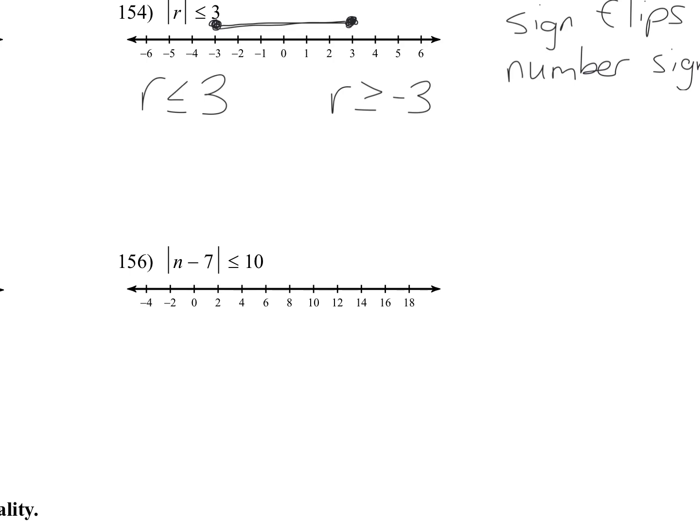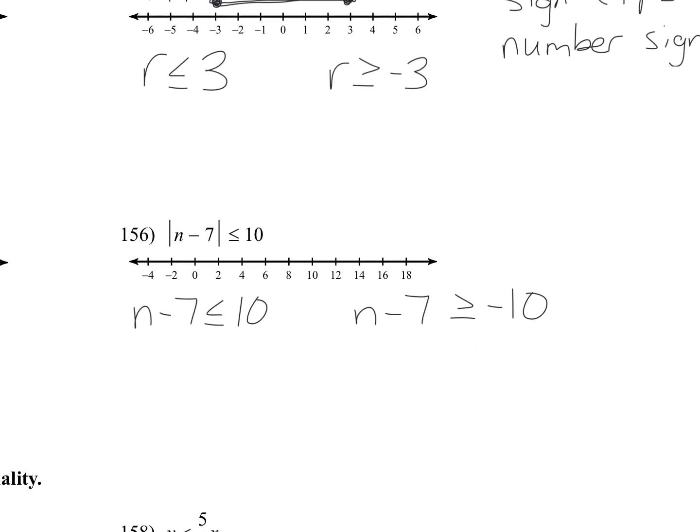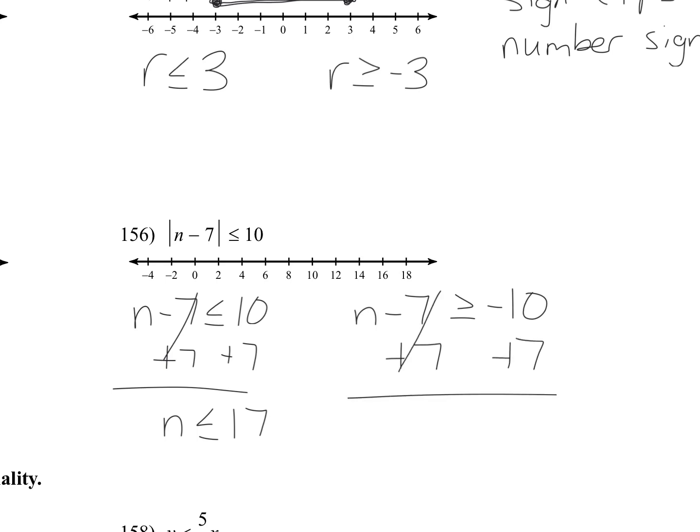156. What's my first case going to be? N minus 7. Yep, keep it the same. The second case, does anything change inside the absolute value? Nope, absolute value will always stay the same. What happens to our sign? Sign flips and the sign of the number flips, so from positive to negative or negative to positive. What's my only step I have to do to get n by itself on both of these? Add 7. So on the left I get n is less than or equal to 17. And over here I get n is greater than or equal to +3.